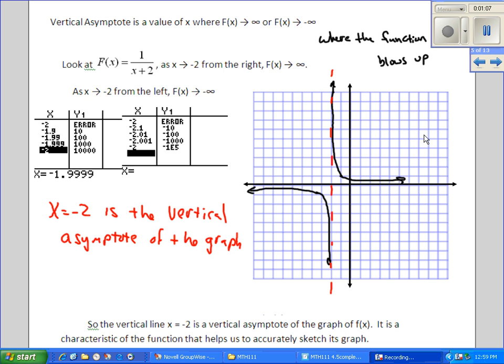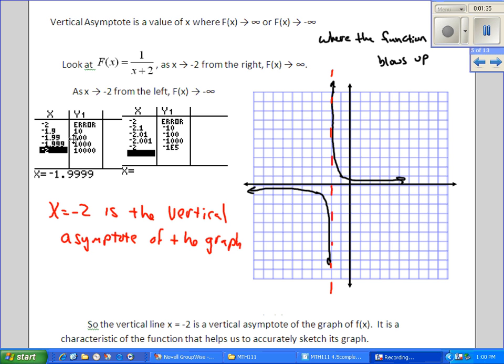Okay, so exploring vertical asymptotes, this is a value of x where the function approaches infinity or negative infinity, or both. I like to think of it as where the function blows up. So look at f of x equals 1 over x plus 2, and as x approaches negative 2 from the right, meaning as x gets closer and closer to negative 2 using numbers slightly to the right of negative 2, at negative 2 itself we get an error message.